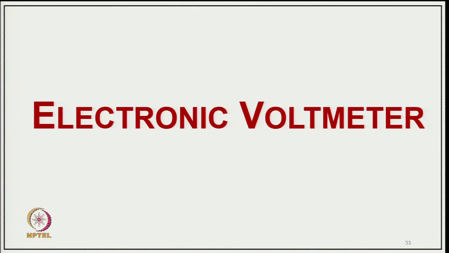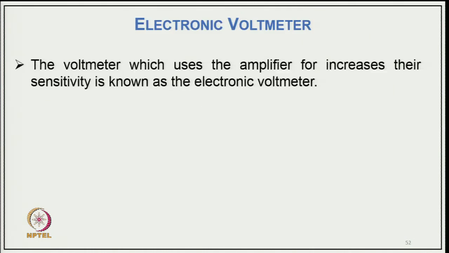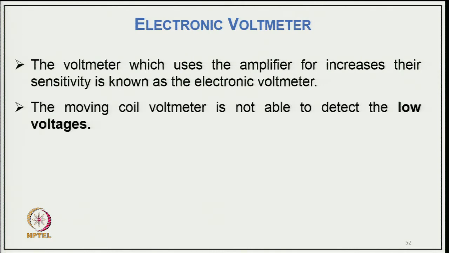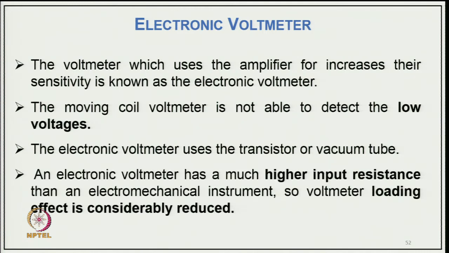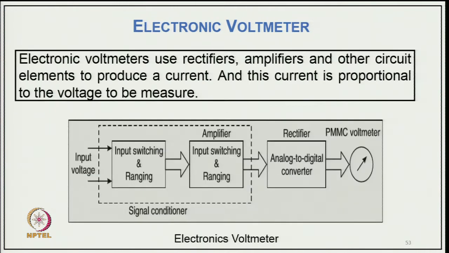Now, coming to the electronic voltmeter. The voltmeter which uses an amplifier to increase its sensitivity is known as an electronic voltmeter. The moving coil voltmeter is not able to detect low voltage. The electronic voltmeter uses a transistor or vacuum tube. So, any electronic voltmeter has a much higher input resistance than an electromechanical instrument, so the voltmeter loading effect is considerably reduced.